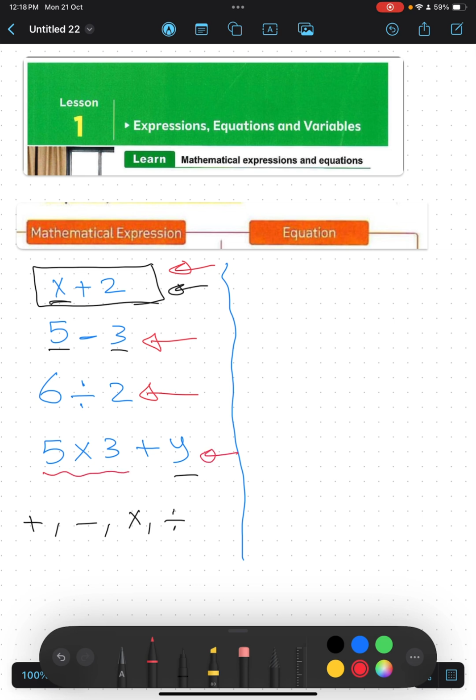اوكي طيب الايكويشن يعني ايه equation؟ الايكويشن هي sentence اول حاجه contains equal sign. لازم يكون في عندي equal sign. تمام. وهنا بيكون expression والother side expression. For example قلت x plus 2 equal 5, y equal 6. يبقى الايكويشن هي sentence contains equal sign and with two sides بيكونوا expressions.